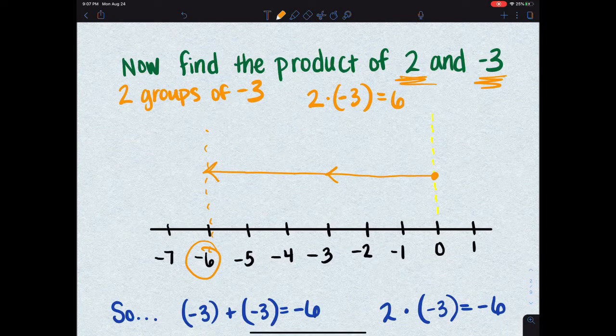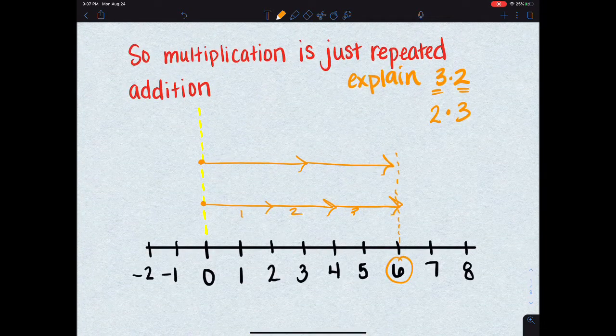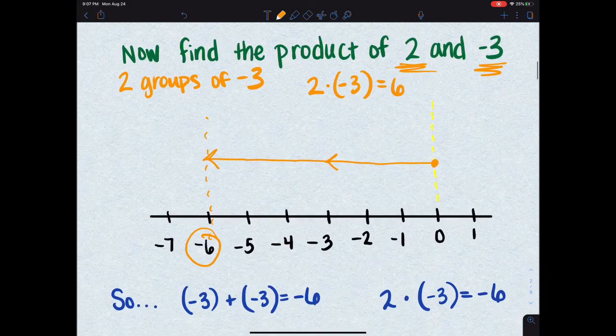But before we were able to do like the other operation, right? You could say 3 groups of 2 and 2 groups of negative 3. But if we try to do that here, what happens? Well, you have 2 groups of negative 3. How do you do negative 3 groups of 2?